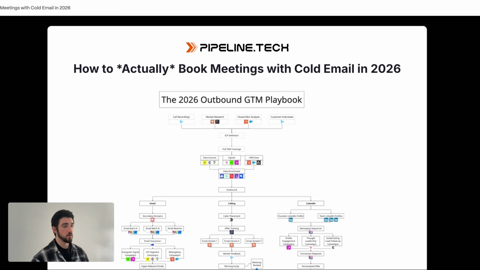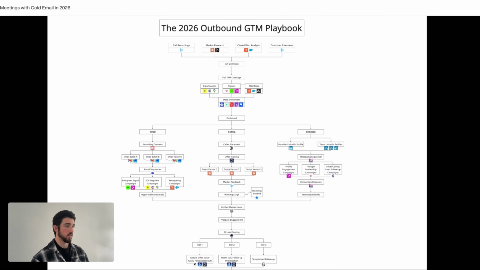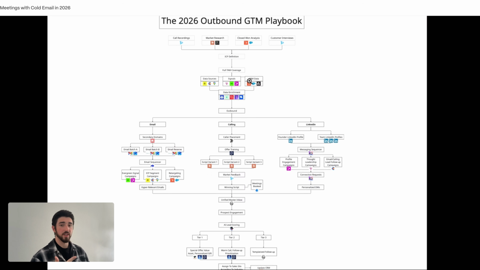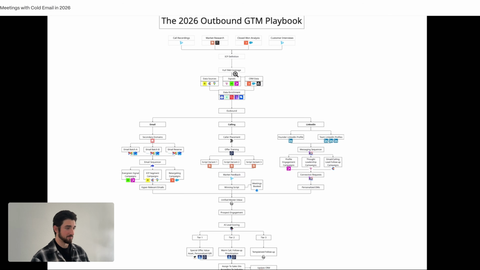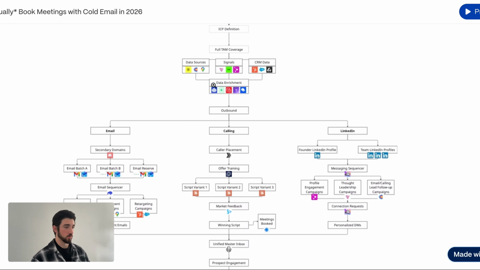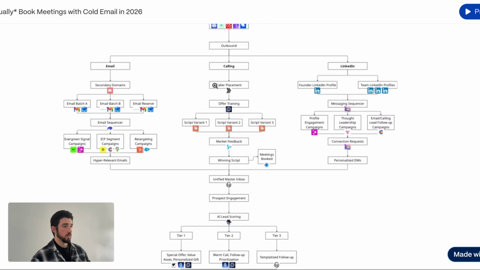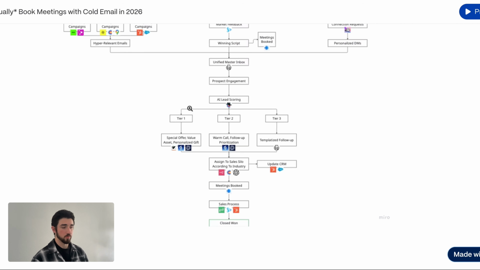All right, so here's how you actually book meetings with cold email in 2026. In this document, I'm going to be covering pretty much this entire flow chart you see here. Everything from market research, ICP definition. I know it's kind of hard to see here, but full TAM coverage. Let me see if we can zoom in. Full TAM coverage, all the data sources that we use, data enrichment, the outbound actioning with email, calling, LinkedIn, how we gather all the replies and create a system that can score the leads that we receive.